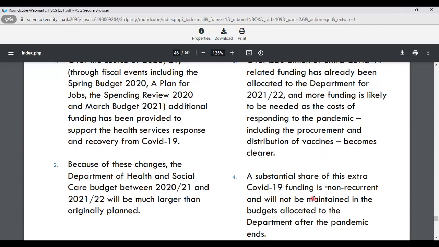So a substantial share of the extra COVID-19 funding, which we saw, was not maintained in the budgets allocated to the department after the pandemic ended. So that budgeting went somewhere else. So those concerns are also there.